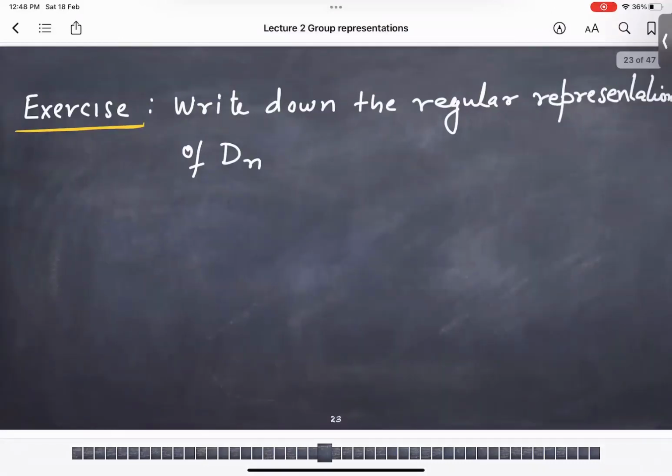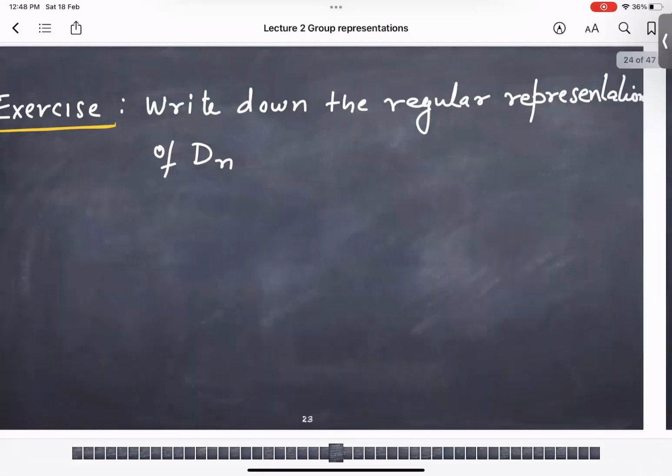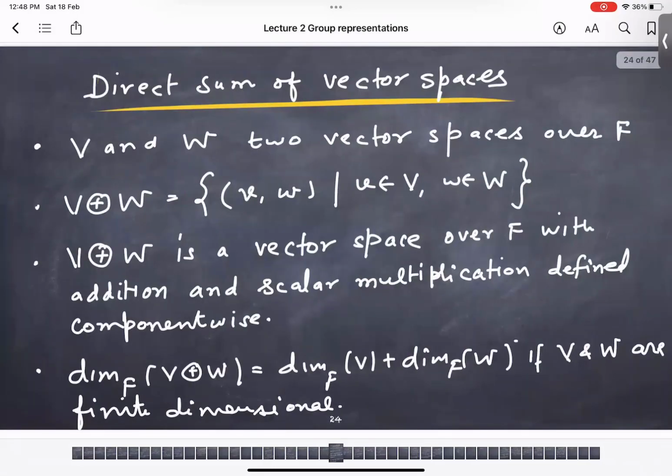So maybe you can try writing regular representations of the dihedral group DN or D2N, whatever you call it. You can write down regular representations as an exercise. Now, let me come to the concept of sub-representation.